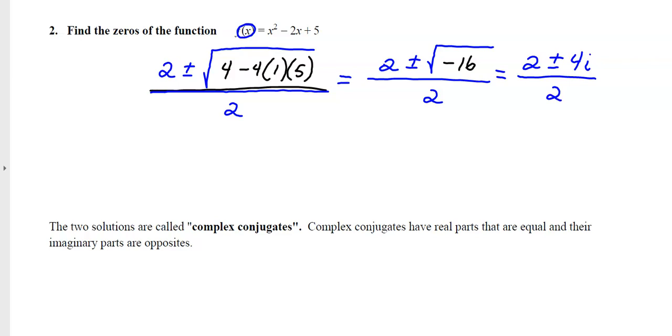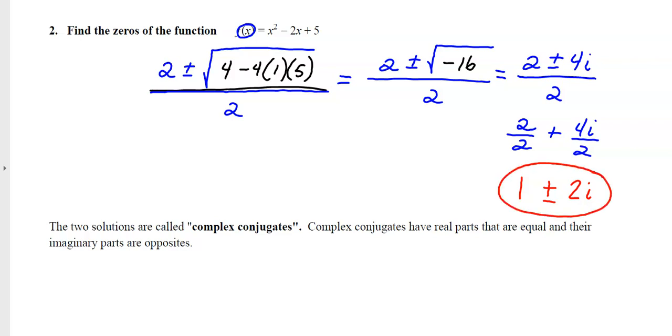And now remember, I break this up: 2 divided by 2 plus 4i divided by 2. I separate it, and really I get 1 plus 2i. Or 1 plus or minus, I'm sorry. So these are my two. It looks like just one, but there are two solutions. Really, I have 1 plus 2i and 1 minus 2i.